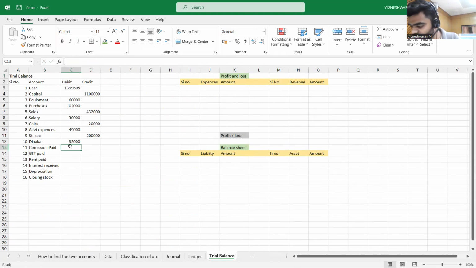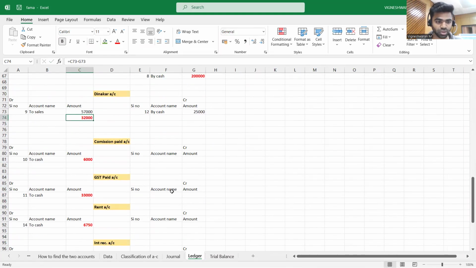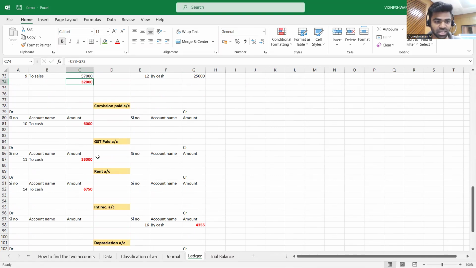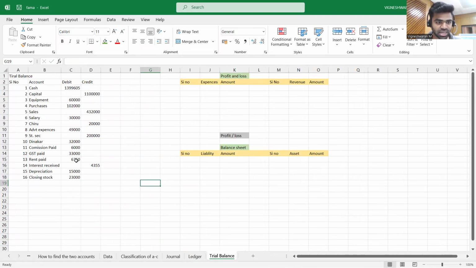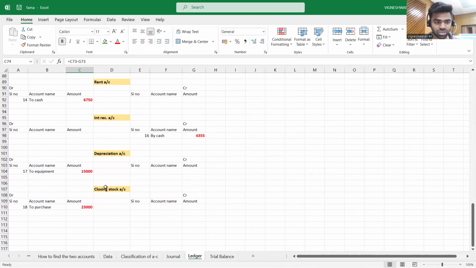For commission paid, 6,000 is on the debit side. Then GST 33,000 is on the debit side. For rent, 6750 is on the debit side. Interest received 4355 is on the credit side. Depreciation and closing stock both are in debit only, 23,123. So you can cross check these values. Commission, GST, rent, all three are on the debit side. Then interest is in credit, and these two are on the debit side.